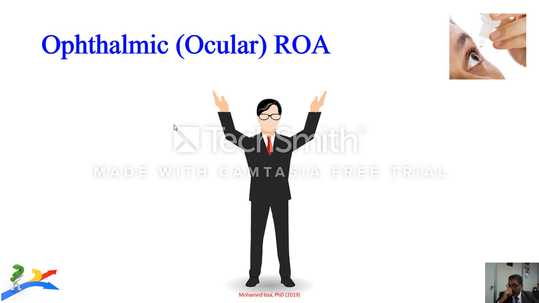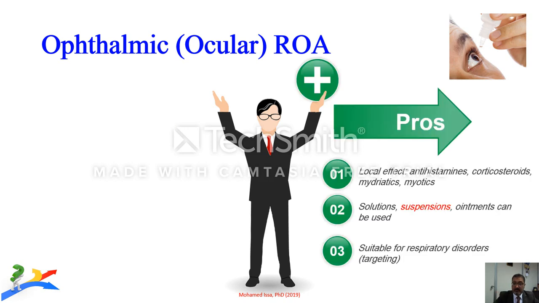Ophthalmic or ocular route of drug administration. Again, we are going mainly for local effects. We are targeting disease conditions that happen to the eye, mainly inflammation, irritation, dry eye, allergy, several different types of allergies. We can use antihistamines, corticosteroids, mydriatics, drugs that dilate the eye pupil, especially before examining the eye. Miotics, drugs that constrict the eye pupil, are used to treat glaucoma, a very famous eye disease.